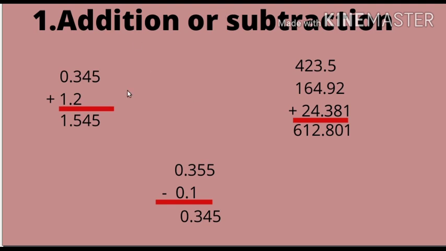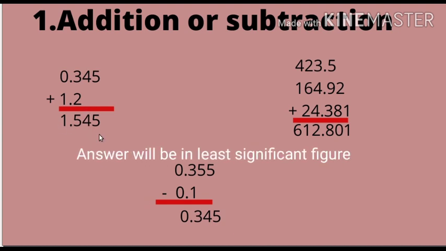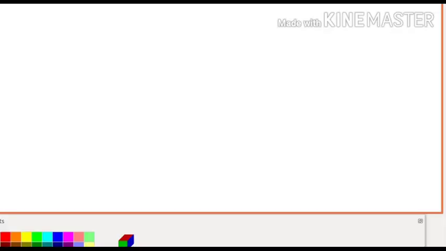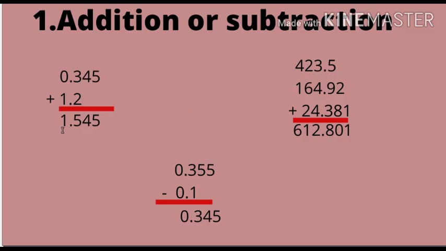So we have the following addition and subtraction. On adding these values, we get 1.545. So see, this 1.2 is the least value. Okay, this has the least significant figures. Your answer will be in the least significant figures. So look here, 1.545 has how many? 4 significant figures. Now you need to round off the digits here. 2 digits at least you have to round off for making it up to 2 significant figures.